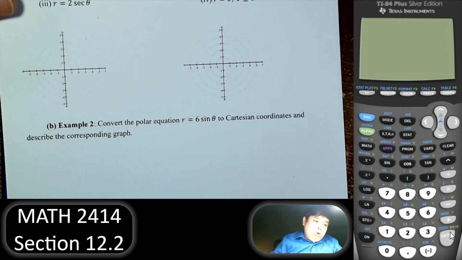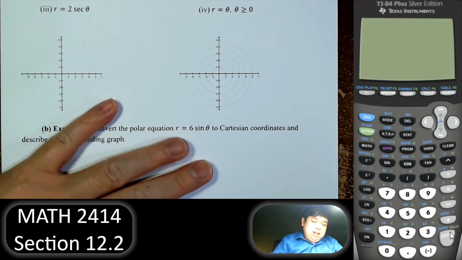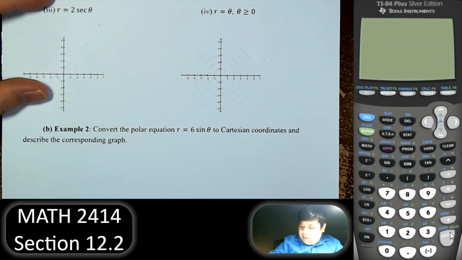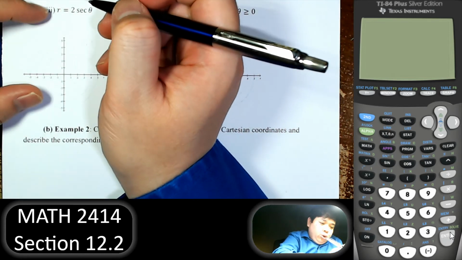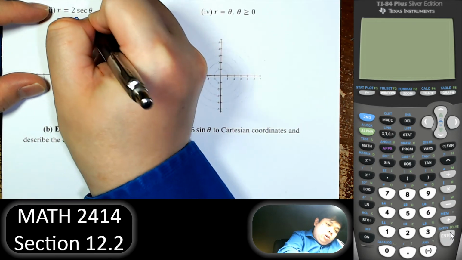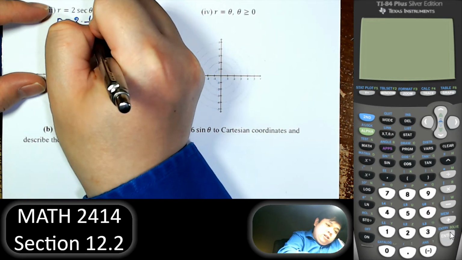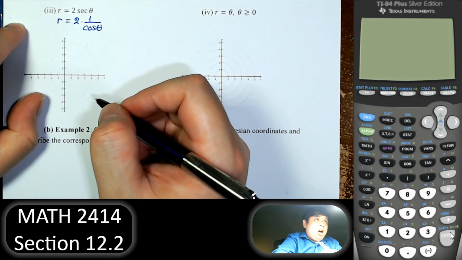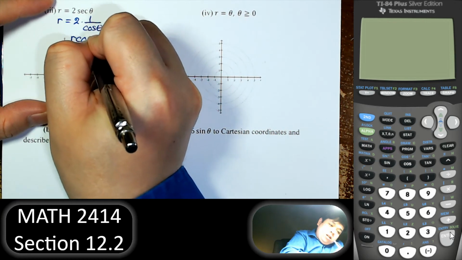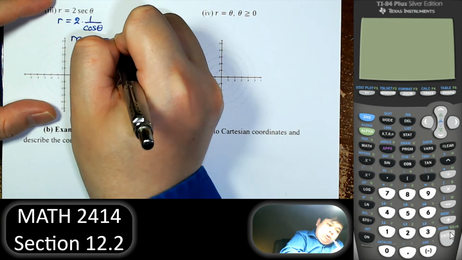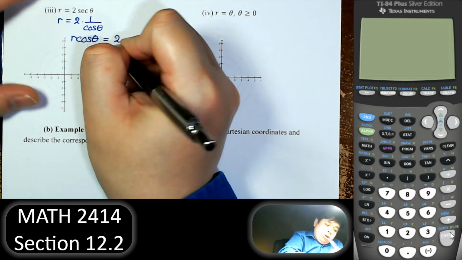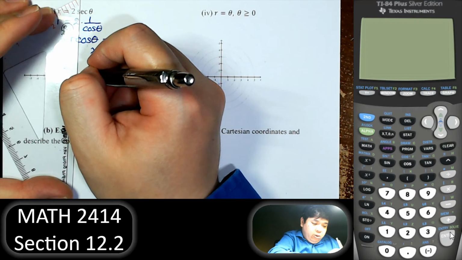How about r equal to 2 secant? Now this is a little more work. R equal to 2 secant. So first, secant is 1 over cosine theta. Multiply cosine on both sides. We have r times cosine theta equal to 2. And r times cosine is x, so x equal to 2. So x equal to 2 is the vertical line.